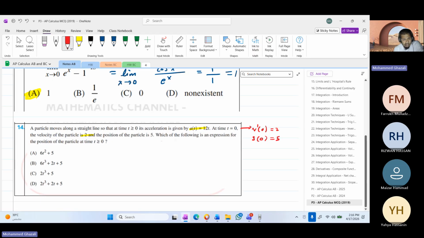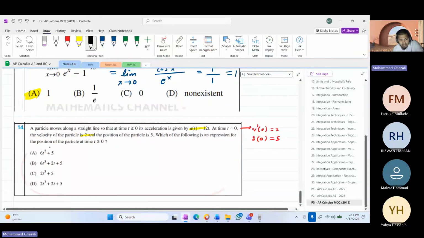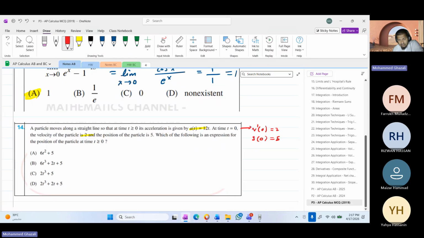Which of the following is an expression for the position of the particle at time t greater than or equal to 0? Look, the best way to solve it is double differentiate and see which one gives you 12t. That's the easiest way of solving it, isn't it? Can't we solve it using integral? We can, but we're trying to look for the fastest time. We're going to integrate a of t, and then integrate the velocity and get the position function, using these initial conditions. But all of them give us position 5 when you substitute 0, so this information is not helping us.